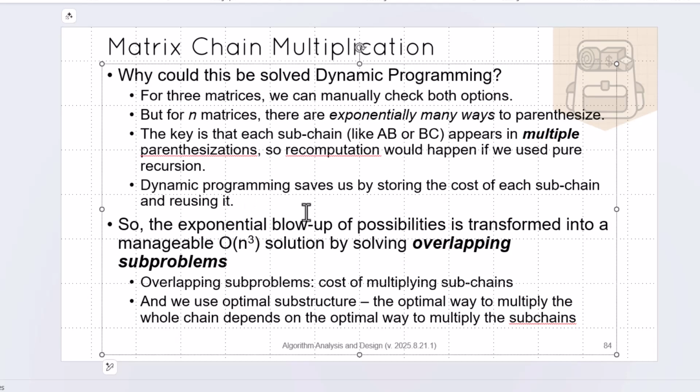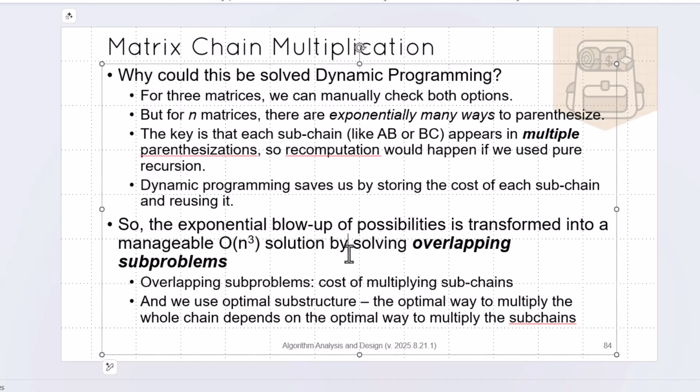So the exponential blowup of possibilities is transformed into something more manageable, although not necessarily super efficient, going from exponential to cubic, so big O of n cubed, by solving these overlapping subproblems. The overlapping subproblems are the cost of multiplying the subchains, and we use optimal substructure.